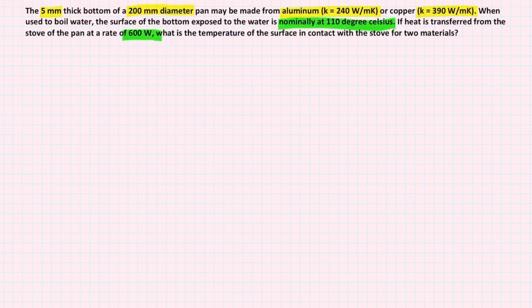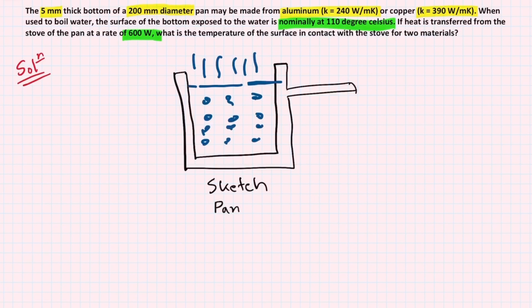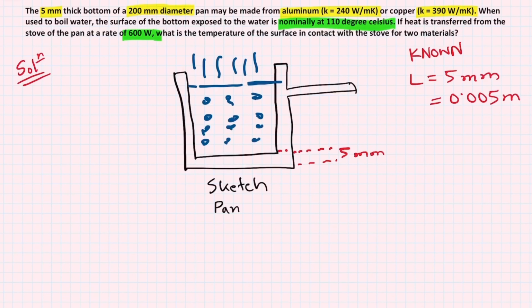So let's draw a sketch and solve this problem. Now we have drawn a rough sketch of a pan, and we're going to figure out what information we can get from the statement of this question and relate it to this sketch. It says that the bottom is 5 mm thick. So this dimension is 5 millimeters, or we can write in our known data thickness L is 5 millimeters, or 0.005 meters in SI units.